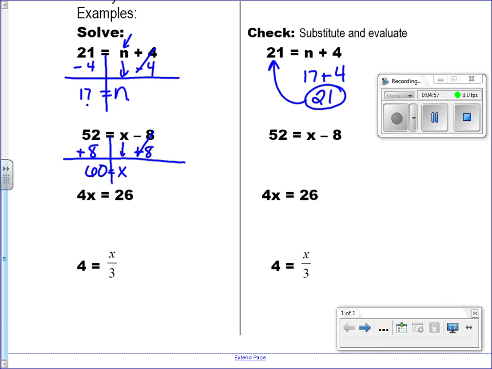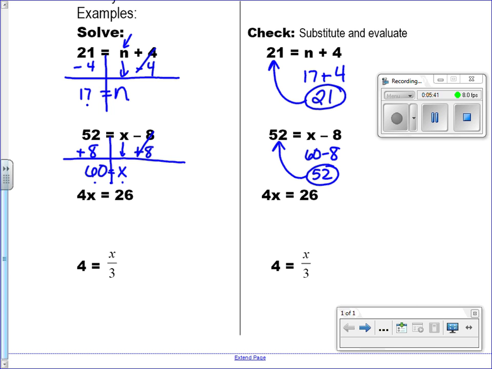I'm solving for a variable. I'm not just doing math for math's sake, not just adding and subtracting, multiplying and dividing. What I'm actually trying to do is solve and find out what that variable equals. So we always want to leave our answer as a number equals the variable, or the variable equals a number. Now I want to substitute my value in. I said x equals 60, so I'm going to say 60 minus 8, double check that number on my calculator, and I get 52. And sure enough, that's correct.